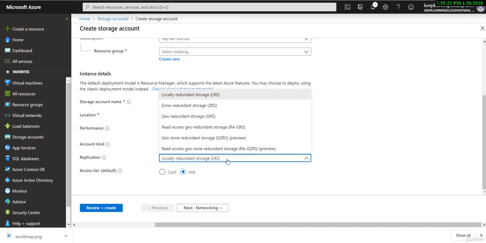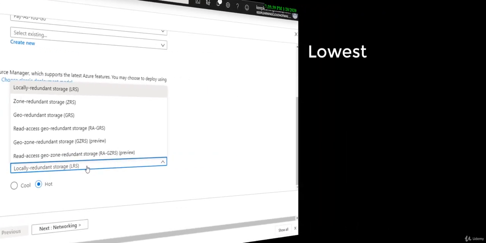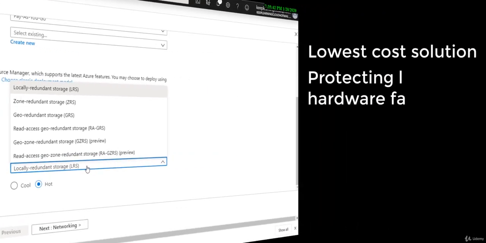Let's talk about local redundant storage, also called LRS. LRS is a low cost option for protecting your data from local hardware failures. If a data center level disaster occurs, for example, think about fire or flooding, then you may lose all the data. All the replicas may be lost or unrecoverable if you have chosen LRS.